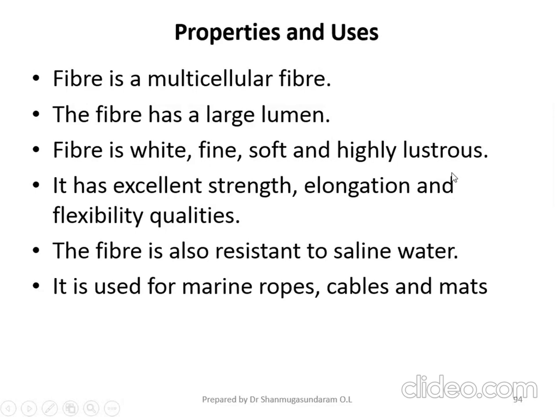Now let us see the properties and end uses of banana fiber. The fiber is a multicellular fiber. Please think it over. There are single-cellular fibers and multicellular fibers, even among the cellulosic fibers. Cotton, jute, hemp, ramie, coir, banana, pineapple, these are all cellulosic fibers. But a few are single-cellular fibers and a few come under the category of multicellular fibers.